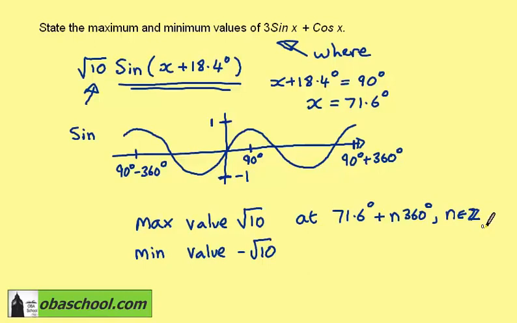A way of writing this is n times 360 degrees, where n is an integer. So it will happen at 71.6 degrees plus 1 times 360, plus 2 times 360, plus 3 times 360, or working backwards, minus 1 times 360, and so on. So the first one happens at 71.6 degrees, and then others occur at multiples of 360 degrees, as we saw on the graph.